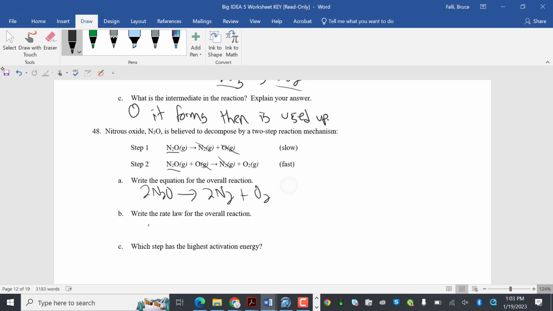Okay, I'll write the rate law for the reaction. The rate law is always rate equals K times the slowest step. N2O, there's only one of them, to the first. Which step has a higher activation energy? The highest activation energy slows it down. That is the rate determining step. So that would mean step uno.